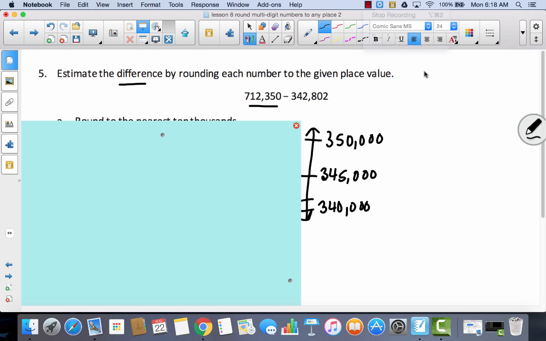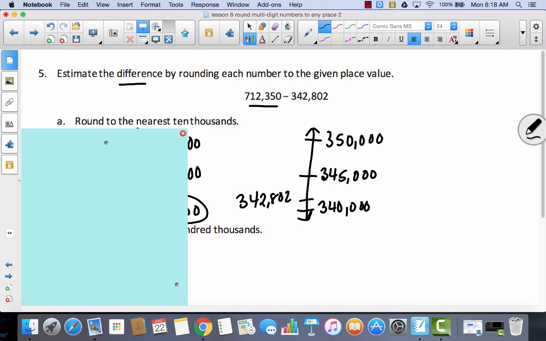Okay, so let's take a look here. Hopefully you figured out that 342,802 has 34 10,000s, and one more 10,000 will be 35 10,000s. And halfway between 340,000 and 350,000 is 345,000. So then you had to figure out where it went on the number line. Well, 342,000 is less than 345,000, so it would go down here, which means that this number would round to 340,000. Now you are ready to find the difference.